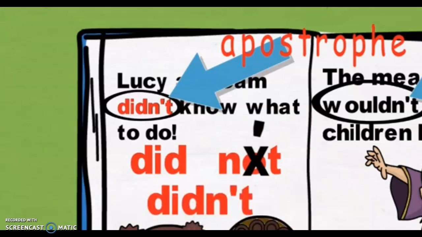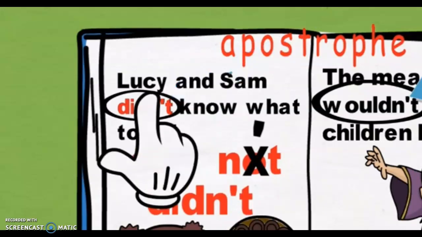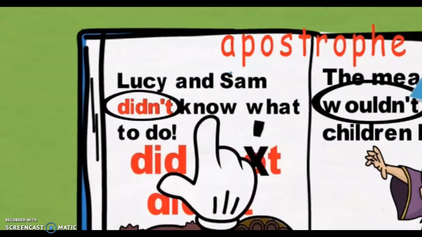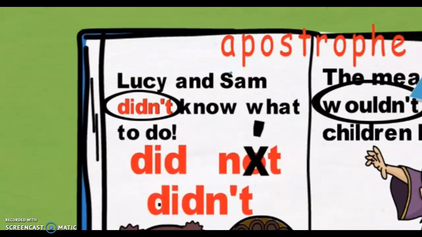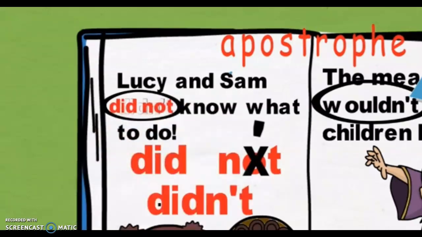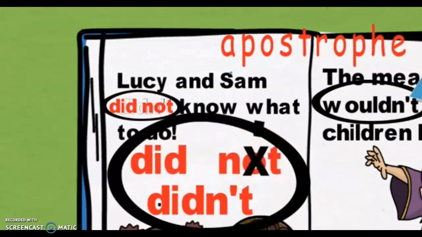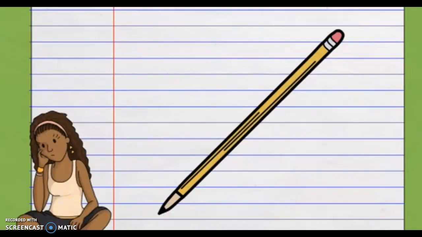It's important to understand that when a contraction is used, the meaning does not change. For example, the sentence Lucy and Sam didn't know what to do has the exact same meaning as the sentence Lucy and Sam did not know what to do. The sentence will have the same meaning whether or not the author uses a contraction. Did not and didn't mean the same thing. But what about when you're the author? How can you use contractions when you write?